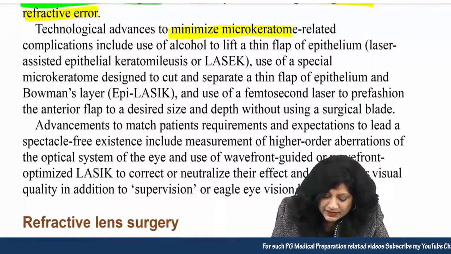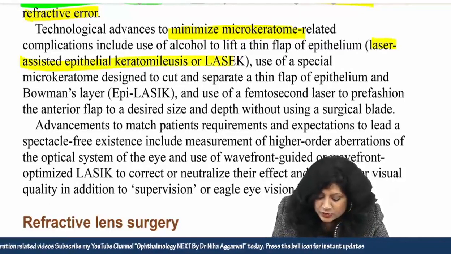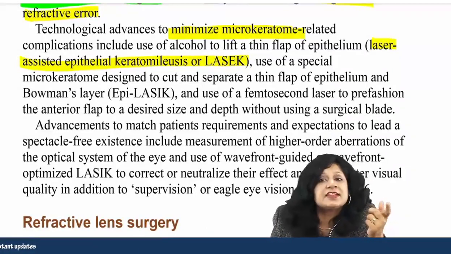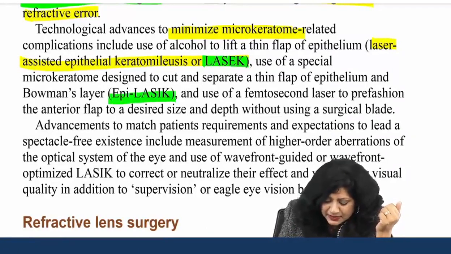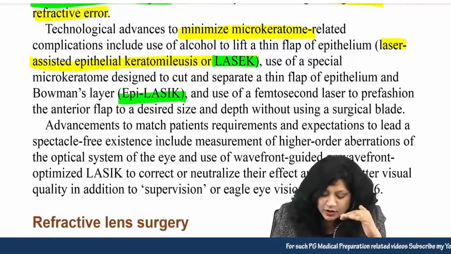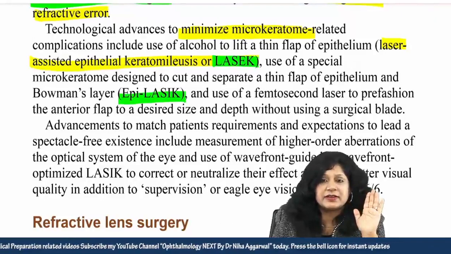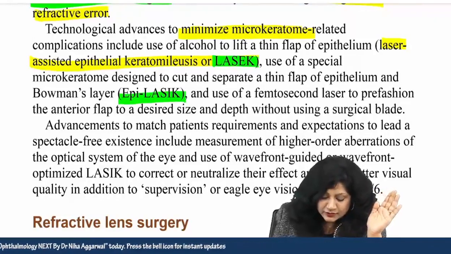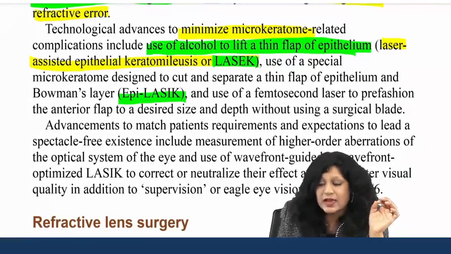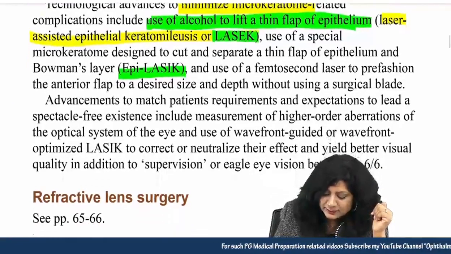So for that we are using laser assisted epithelial keratomileusis. Now there are two important things which have been advancing the LASIK. One is LASEK and another is epi-LASIK. So we are using this LASEK because we wanted to reduce the complications which are related to the microkeratome, in which you were creating that hinged flap. So here we are using the alcohol to lift a thin flap of epithelium. That is why it is not using the microkeratome. Use of a special microkeratome designed to cut and separate a thin flap of epithelium and Bowman's membrane.